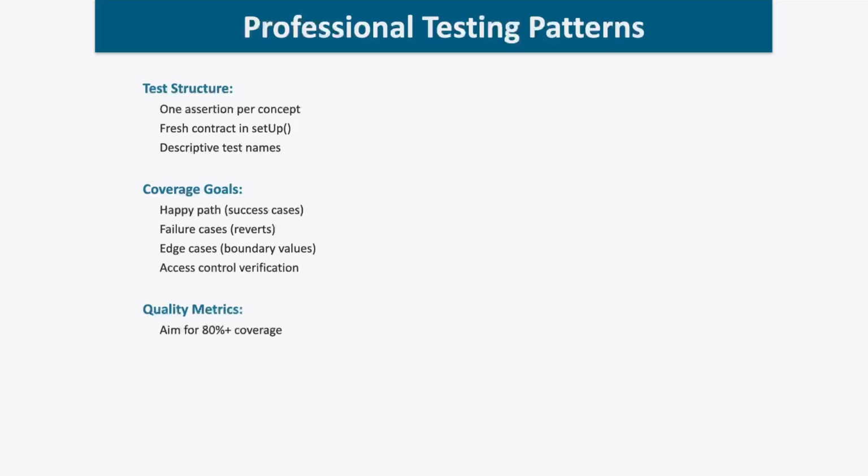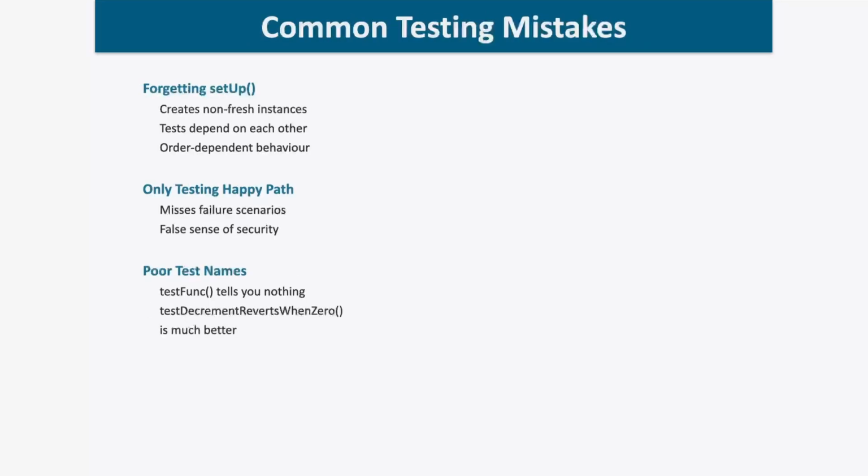You should target 80% code coverage as a minimum. Every important line needs to be tested. You can use forge coverage to measure your test coverage. The output will show which lines are tested and which aren't. If a line isn't tested, either it's dead code or you need more tests. Professional testing is systematic: structure, coverage goals, metrics. Follow them. Let me show you the mistakes beginners make so you can avoid them.